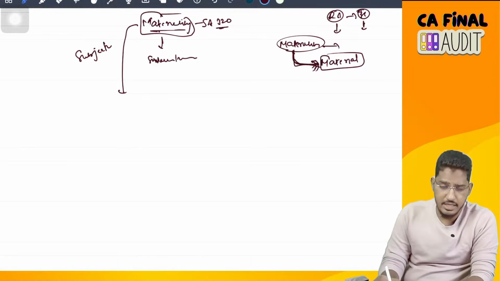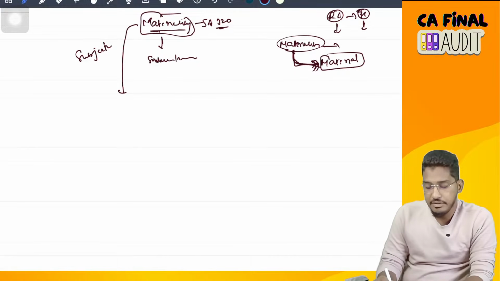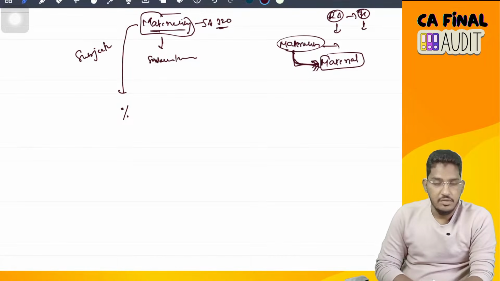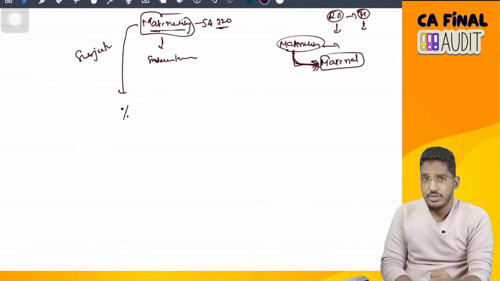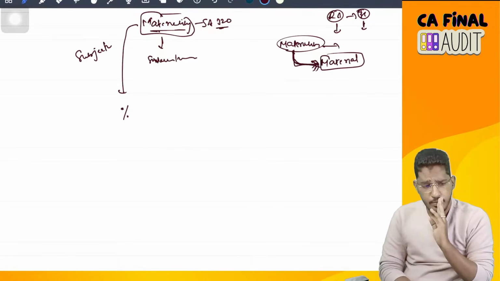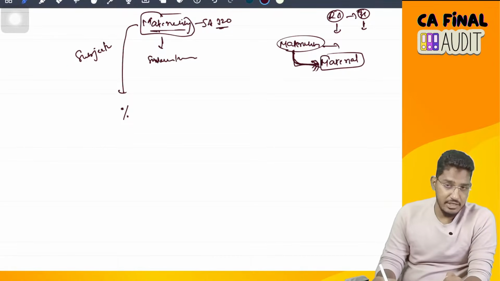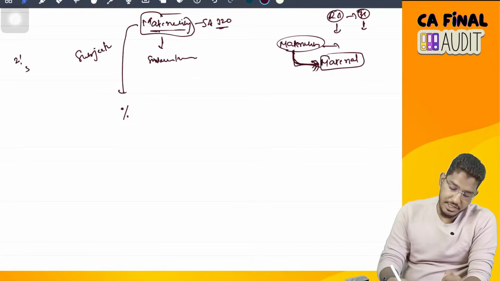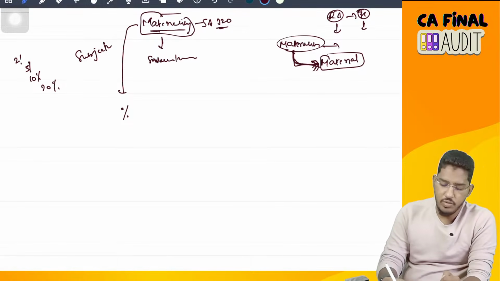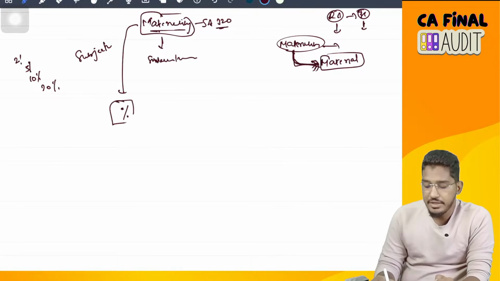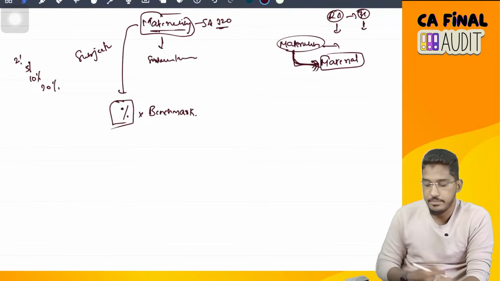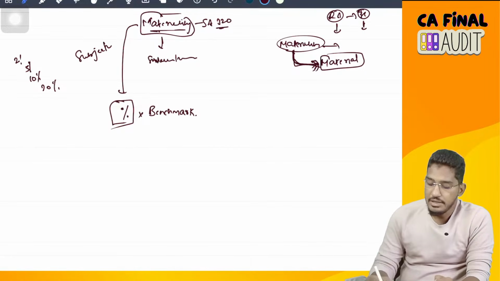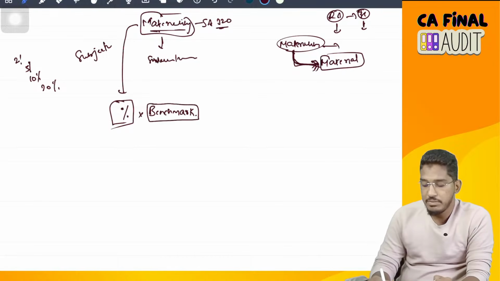And the approach the standard has asked you to follow is, for fixing the materiality figure, first you need to determine one percentage. Sir, how much percentage? That is once again your professional judgment. You can say 2%, 5%, 10%, 20%, whatever it is. Use your professional judgment and determine one percentage. And whatever percentage you have decided, that percentage should be multiplied with some suitable benchmark.